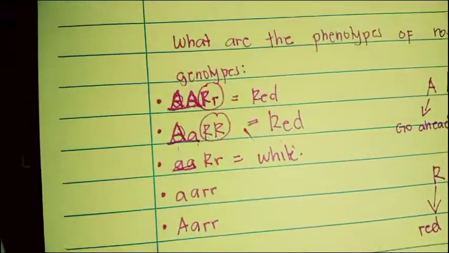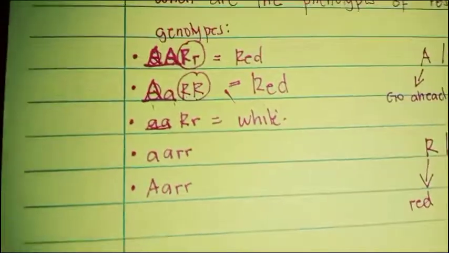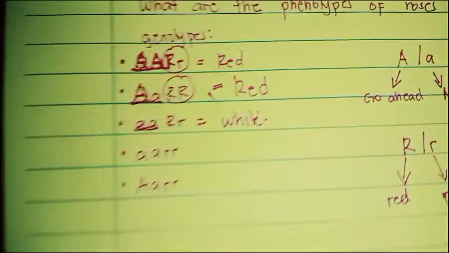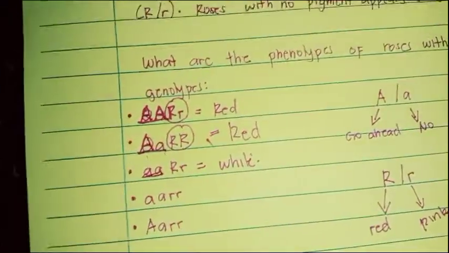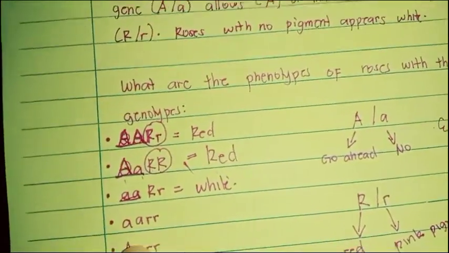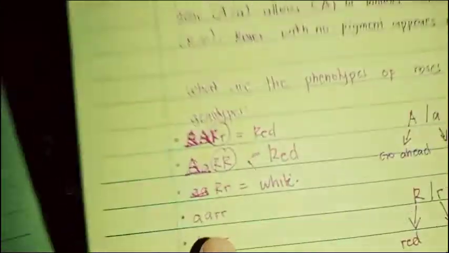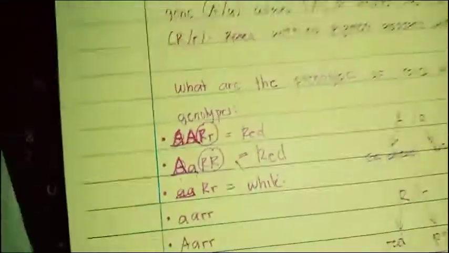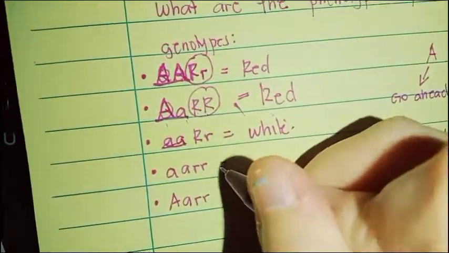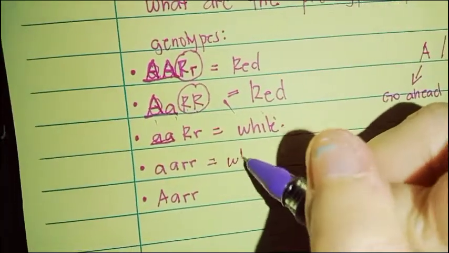The next example, the fourth example, is all small a's and small r's. Again, when we have small a's in our epistatic illustration, we cannot look to or express our next gene, which means this example is a recessive epistatic. And again, the rose in this example will be white.